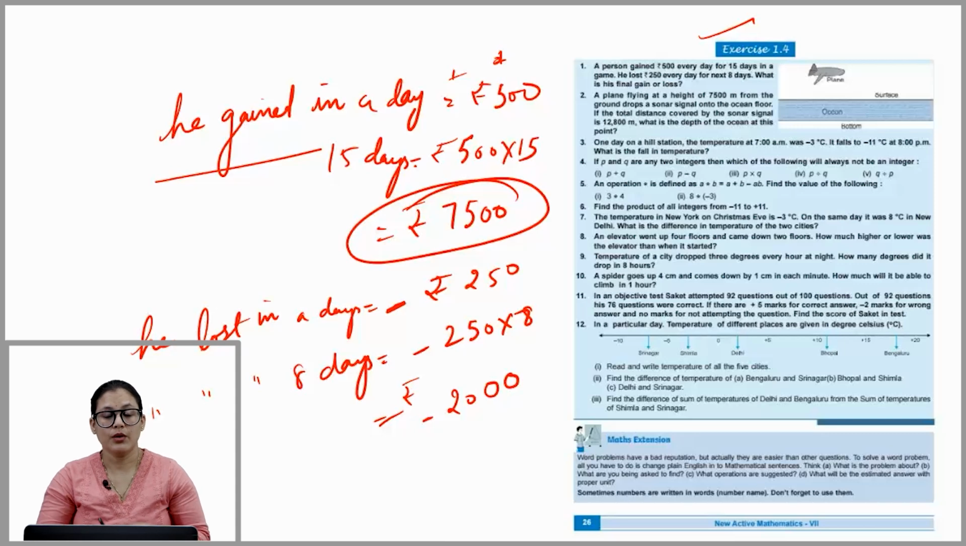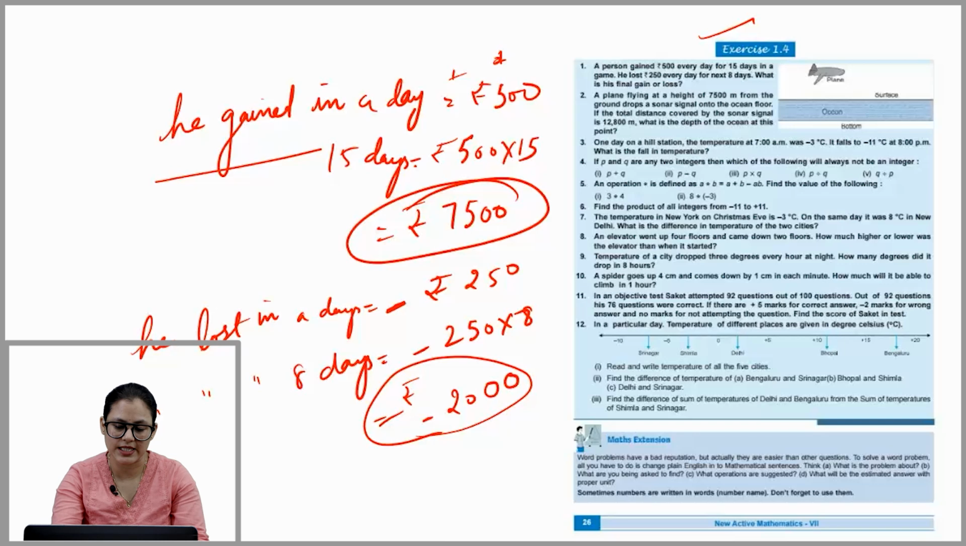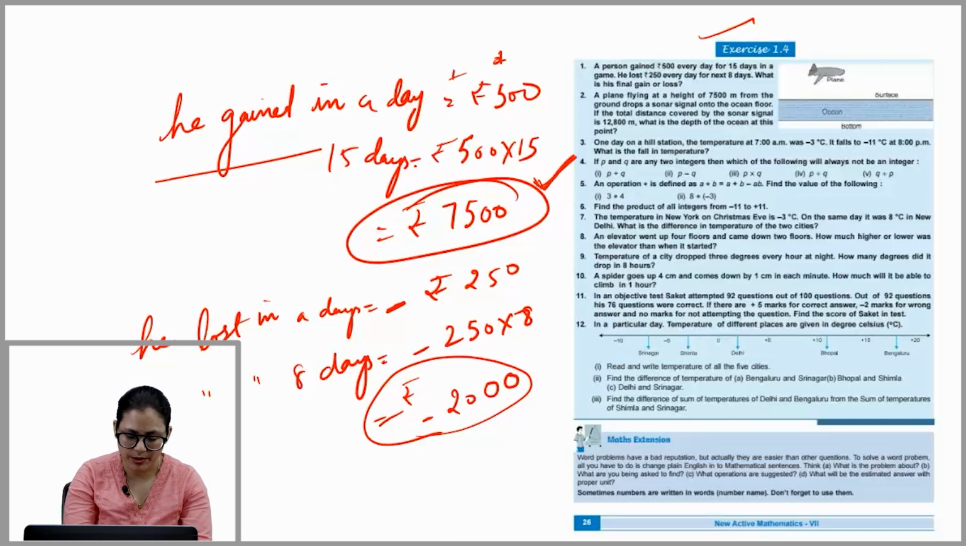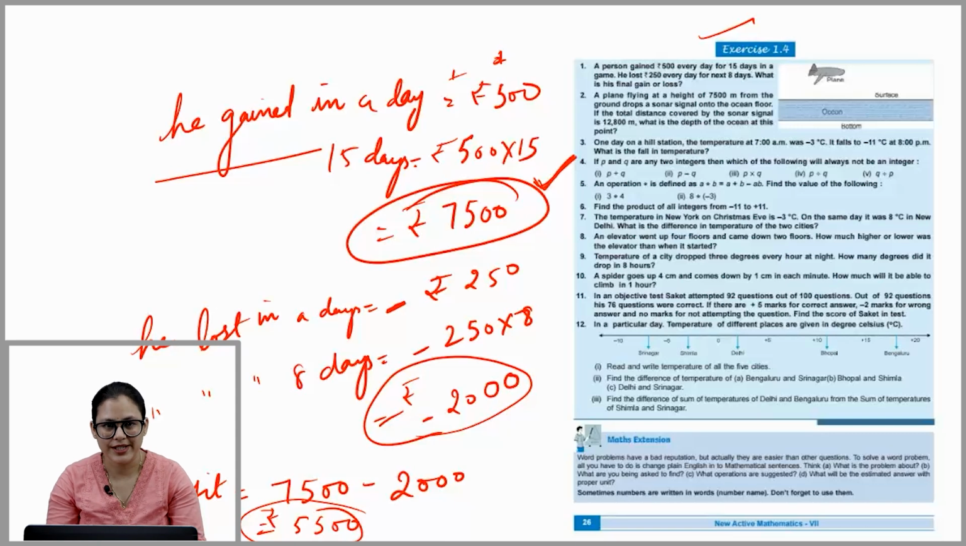And we have to find out what is his final gain or loss. See, he made a profit of 7,500 rupees and he made a loss of rupees 2,000. So obviously his profit is more than the loss. So he made a profit, and profit of how much? You will subtract, because this is the loss. So what will you get? You will get 5,500 rupees. So he made a profit of rupees 5,500, right?